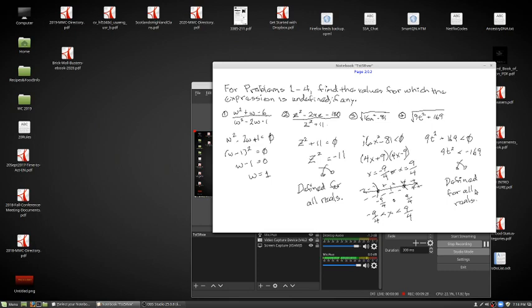Okay, so for rational expressions, it's undefined when the denominator is equal to 0. For square roots, it's undefined if the expression inside can be negative.